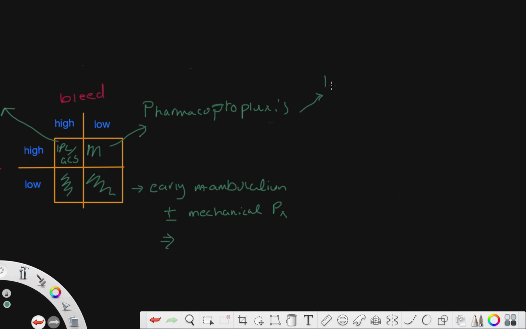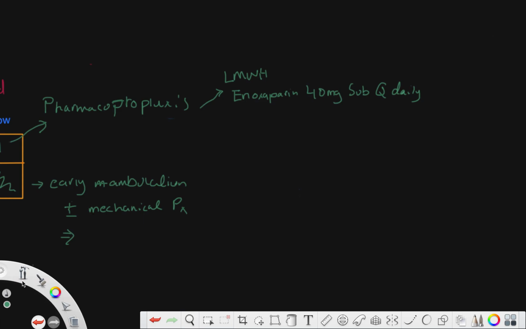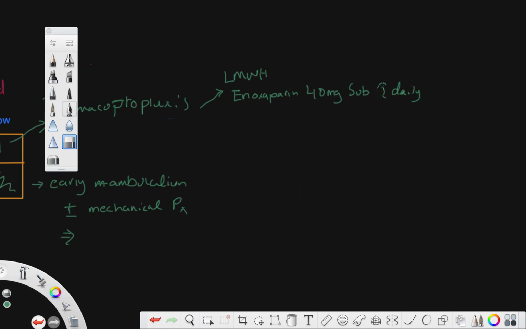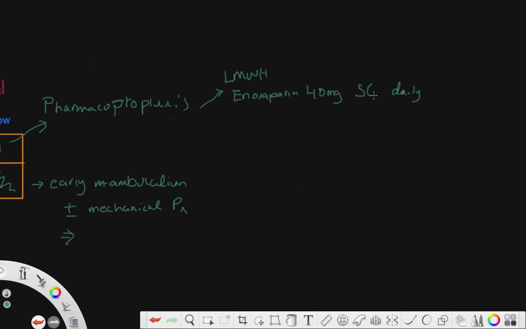The low molecular weight heparins are the mainstay for VTE prophylaxis. So we use enoxaparin, or Clexane, and we dose this at 40 milligrams subcut daily. I'll just put SC. My friends always get angry when I use sub-Q. Subcutaneously daily. If anyone has a creatinine clearance of less than 30 mL per minute, we dose them at 20 milligrams subcut daily.